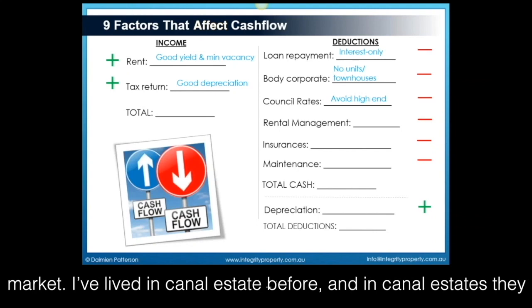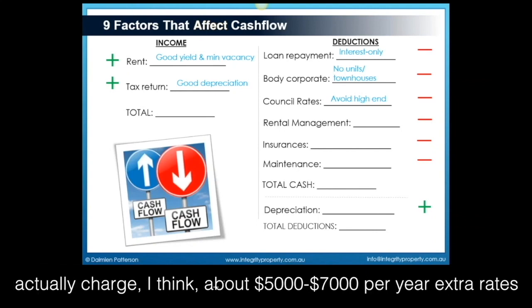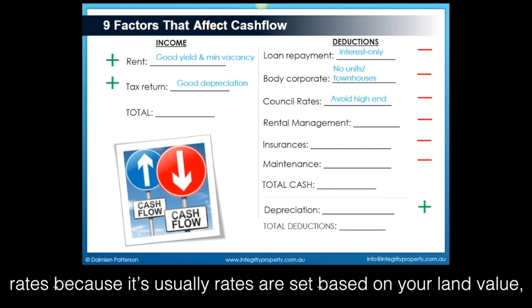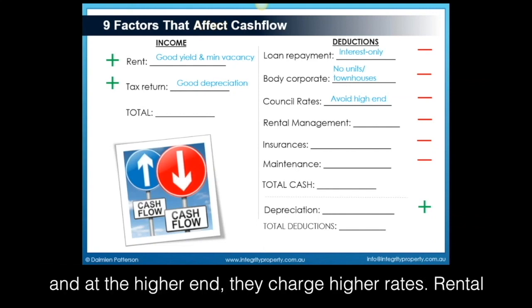Council rates, avoid the high end of the market. I've lived in canal estates before, and in canal estates they actually charge, I think, about $5,000 to $7,000 a year extra rates for maintenance of that area. Also, they tend to charge a lot more rates because usually rates are set based on your land value, and at the higher end you charge higher rates.